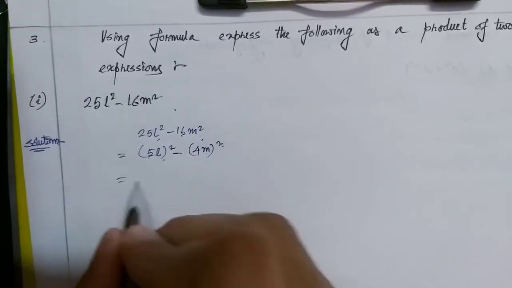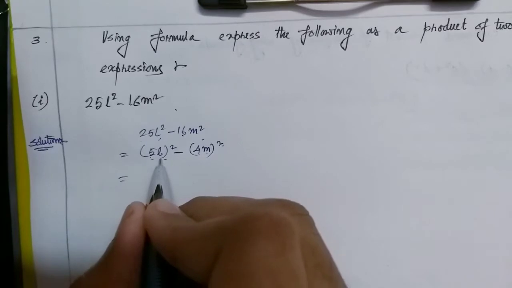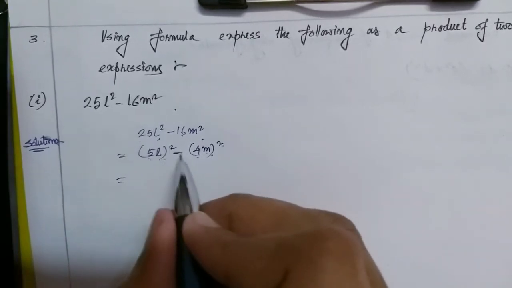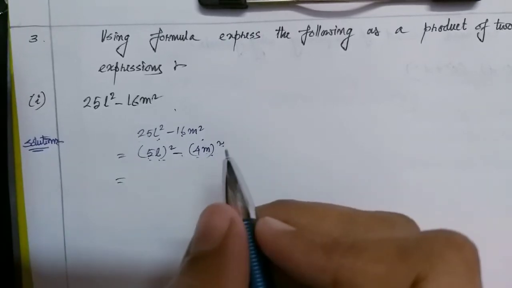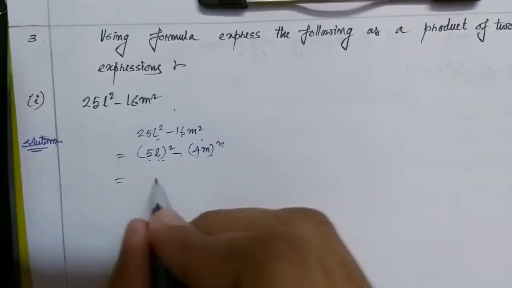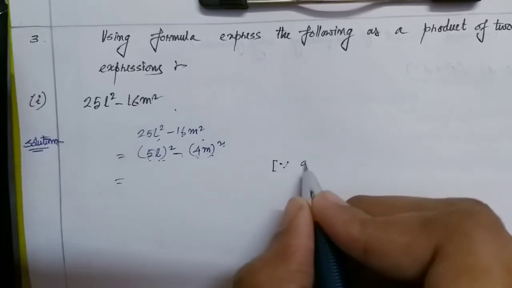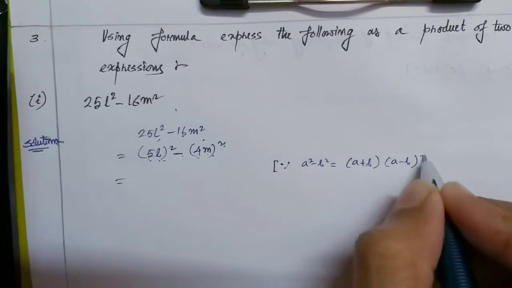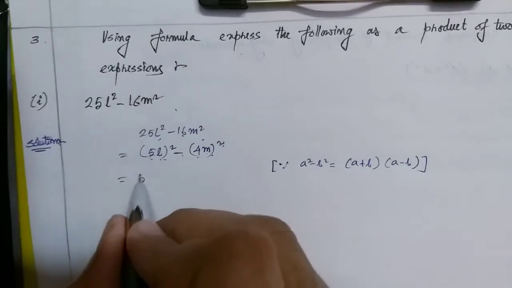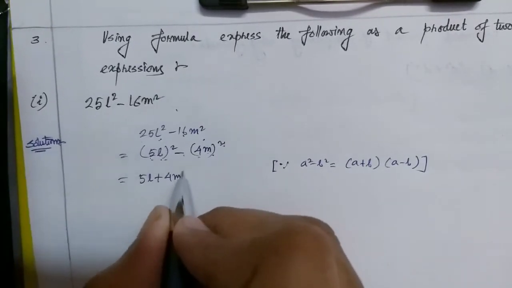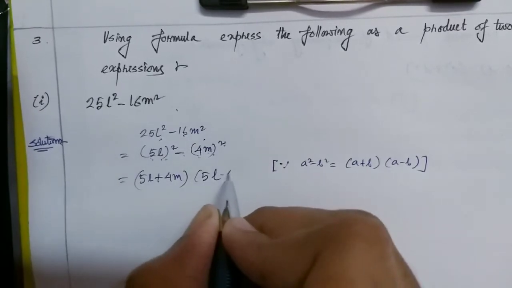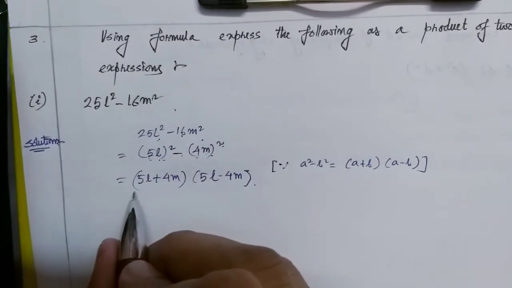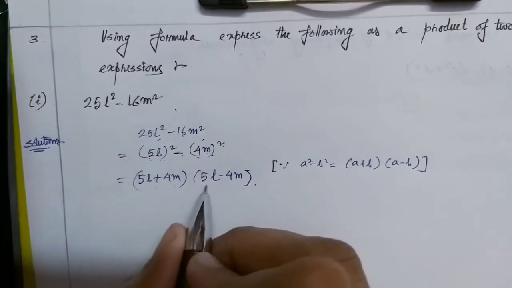Now if you consider this 5L to be A and this 4M to be B, therefore this is A square minus B square, the formula of which is (A plus B) into (A minus B). So I am using the formula A square minus B square is equal to (A plus B) into (A minus B). If we use this formula, we can write it as (5L plus 4M) into (5L minus 4M). Right? Now you can see this is the product of two things, 5L plus 4M and 5L minus 4M.